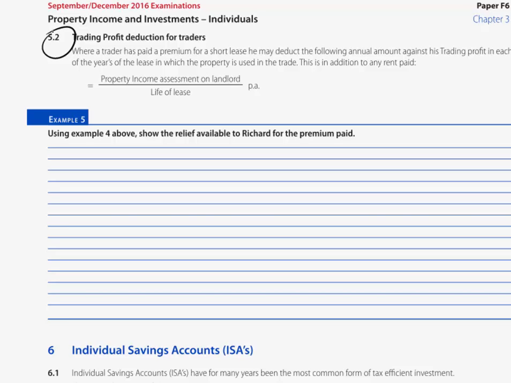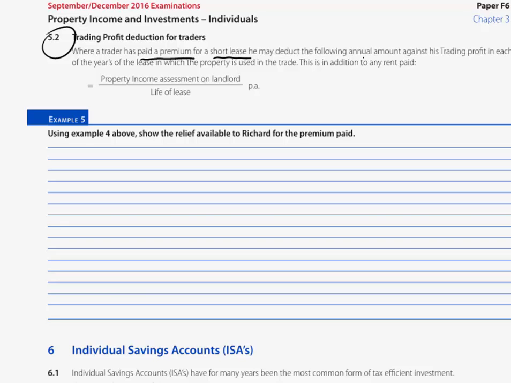But then we've got to look at the premium payment and work out in relation to that premium payment made by the lessee, here by Richard, what allowable deduction will be available to them. Now then, the way that it works is this. Where a trader has paid a premium, such as Richard here, for what is a short lease, he may be able to deduct the following annual amount. So rather than a one-off deduction in relation to the premium paid, in the way that there was a one-off assessment for the premium received by the lessor, for the lessee we work out what is an annual trading profit deduction.